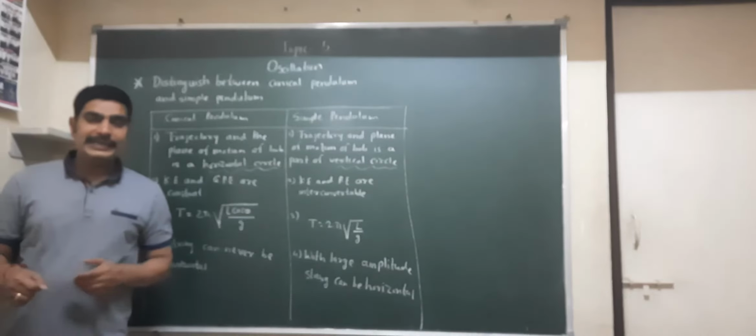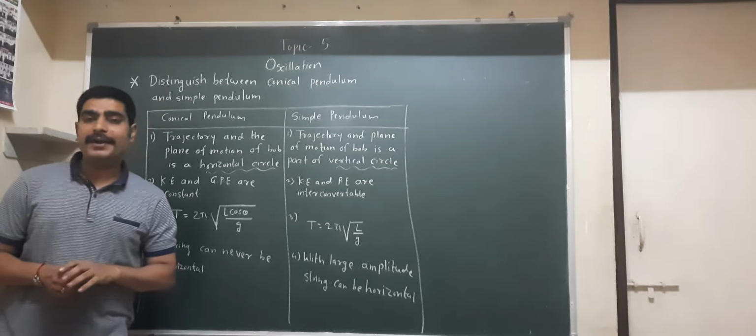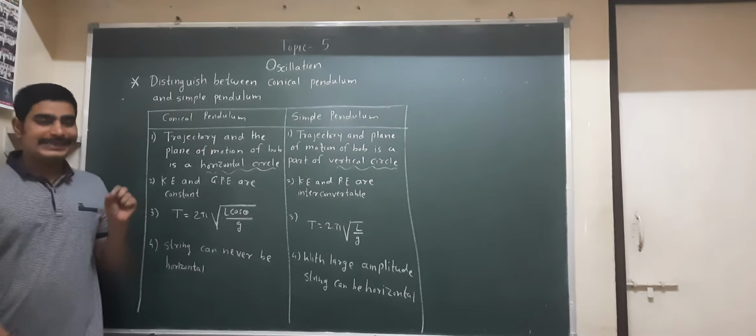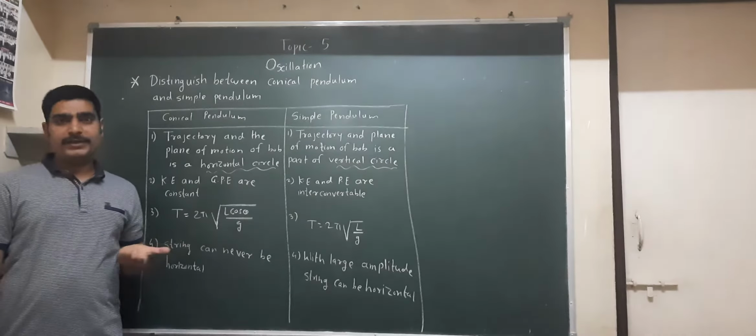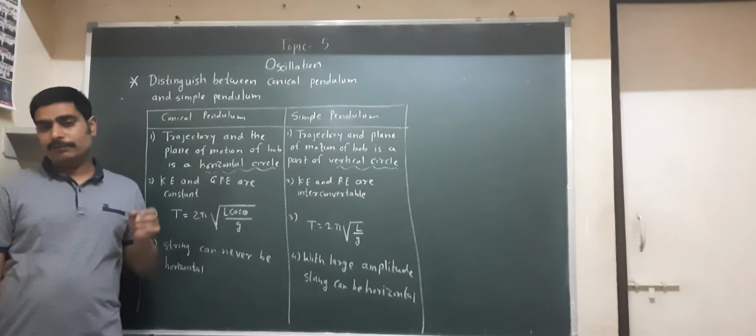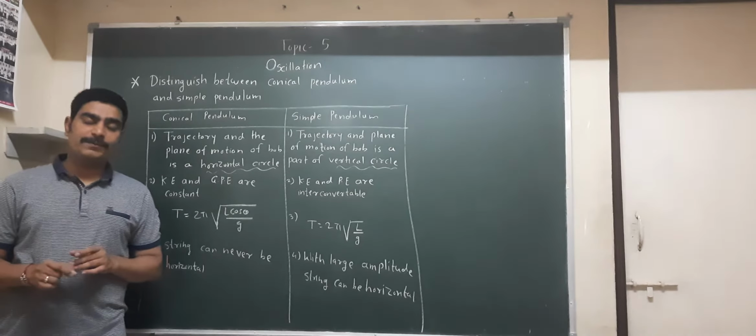Good morning friends. In the last lecture we have seen the equation regarding the period of a simple pendulum, that is T is equal to 2 pi under root L upon g, that is the equation for the period of a simple pendulum which we have derived, and also we have discussed the second pendulum.